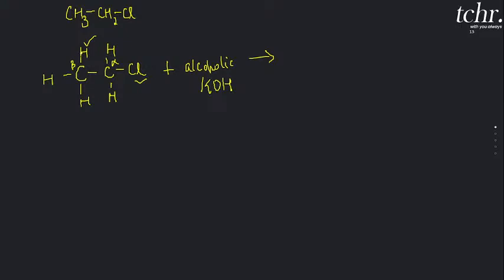So when the bond between the carbon and hydrogen of the beta carbon breaks, and that bond comes here as a double bond, and the bond breaks between carbon and halogen, you get a product that is an alkene, CH2 double bond CH2. The halogen goes with potassium K plus ion as KCl, and the hydrogen H plus will move with the OH minus ion as H2O. So from chloroethane what you get is ethene.